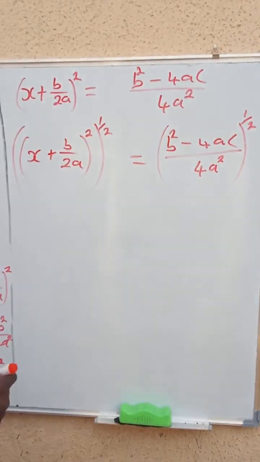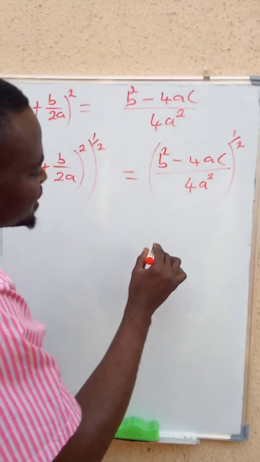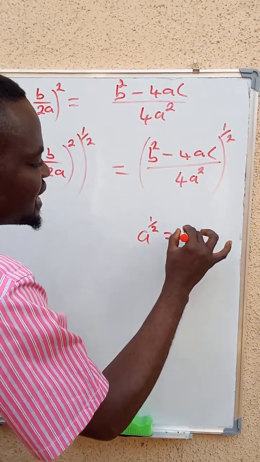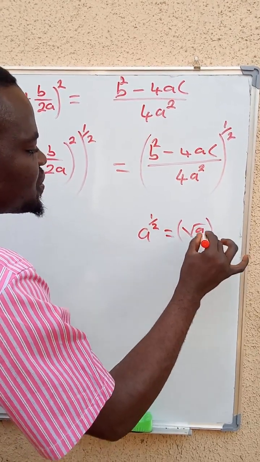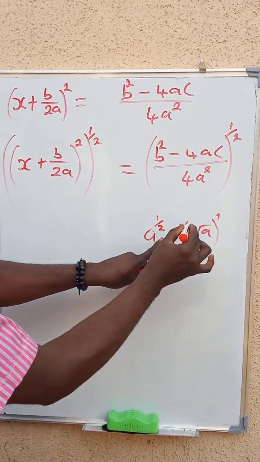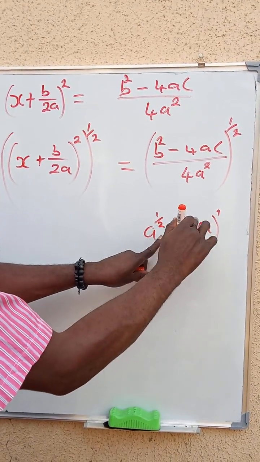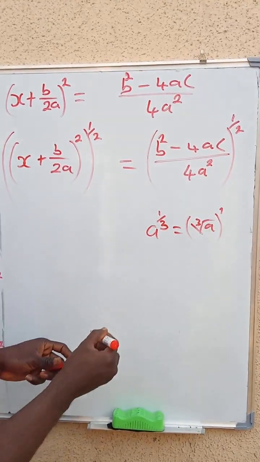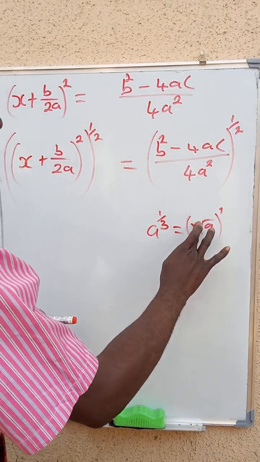If you are doing indices and you have a raised to power of 1/2, it is the same thing as root a. I did not write 2 here because the square root is the same thing as root. You can't put the 2 there, except if it's 3, where you now say cube root. So that is what happens here.